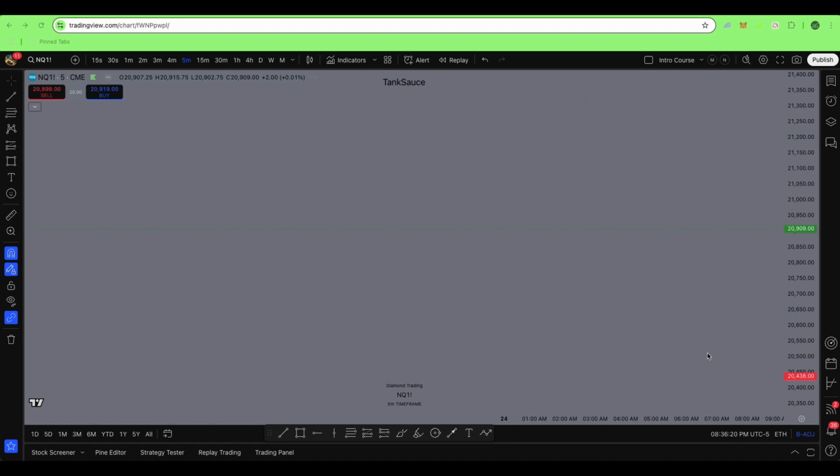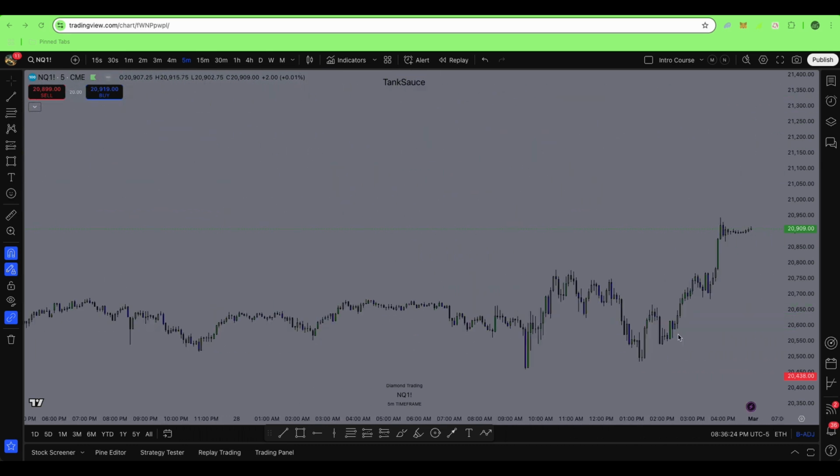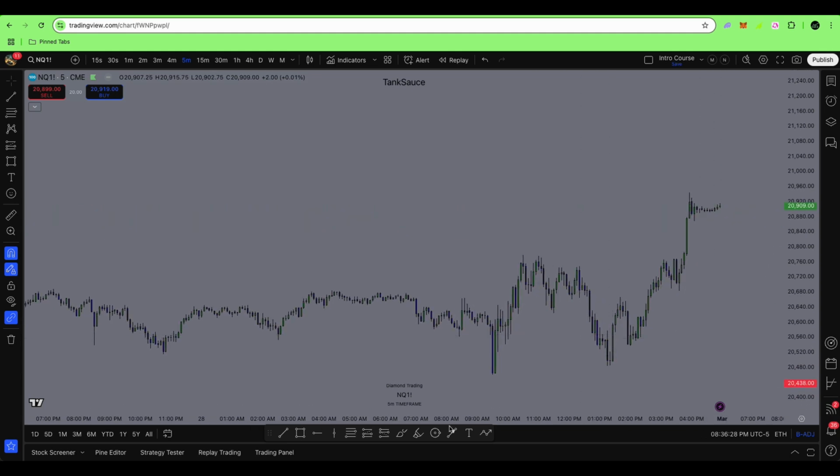I just wanted to talk about zones and levels in this one. Zones are areas in price, and generally we'll denote a zone with a box, where we expect to see a reaction in price within that zone. A level is a specific price that we're expecting to see a reaction at when price hits it.